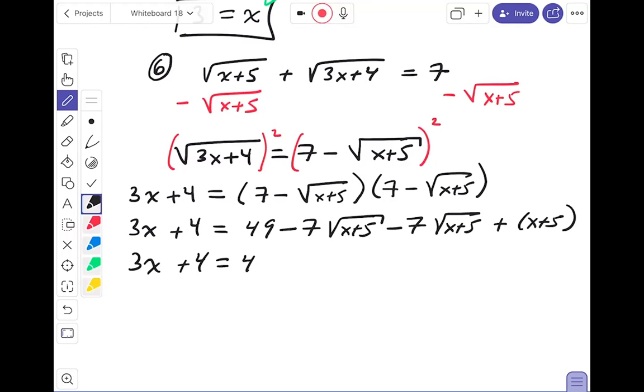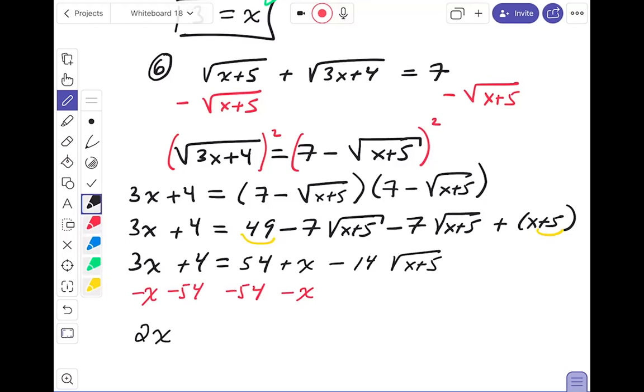Whoops, sorry about that. I want to point out what I'm doing over here. I'm looking at this and this. I'm going to add that together, and 49 and 5 is going to be 54, plus x minus 14 root x plus 5. All right, got to keep going. I'm going to subtract 54 from both sides, and I'm going to subtract x from both sides. All right, what do you get over there?